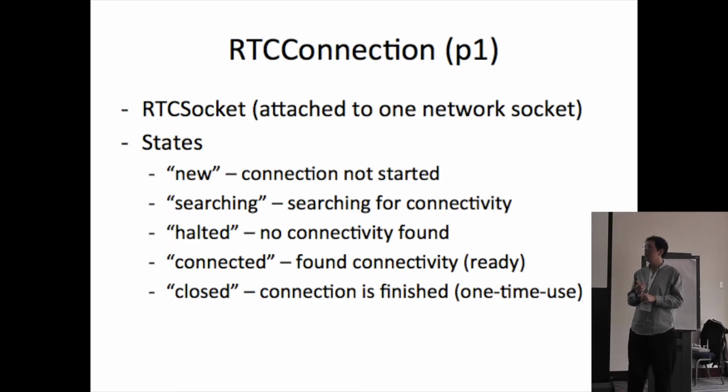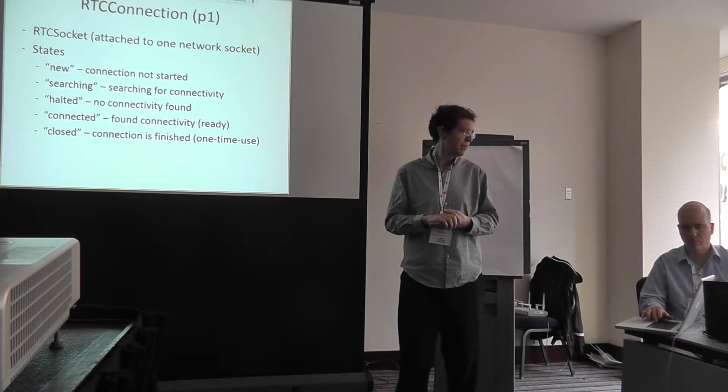The negotiation goes through different states when it comes to the RTC connection. When you first boot up the object, it starts in a new state. Then it goes through a searching state, which is basically testing the candidate connectivity between one local pair and one remote pair. Halted means it has not found a single connection that actually works. It needs more candidates to continue searching. And connected means it's actually found a candidate pairing that actually works, and therefore your DTLS and everything is ready to go. And then closed means the RTC connection is disposed of and no longer useful because you've shut it down. Okay. Next.